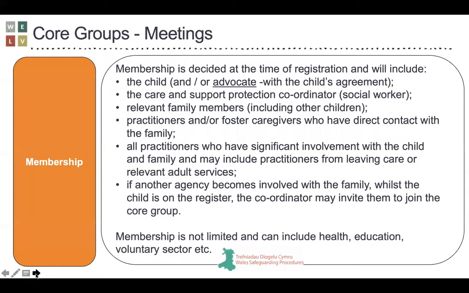Membership of the core group will be decided at the time of registration, but it will include the people who are referred to on the screen: the child themselves and/or their advocate with the child's agreement, the care and support protection coordinator, any relevant family members, which could include other children in the family, practitioners and/or foster caregivers or potentially residential home givers who have direct contact with the family, all practitioners who have significant involvement with the child and family.